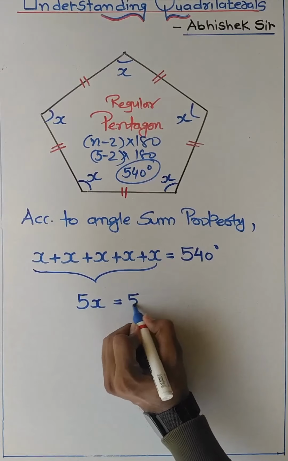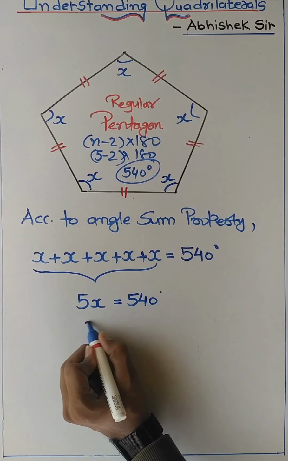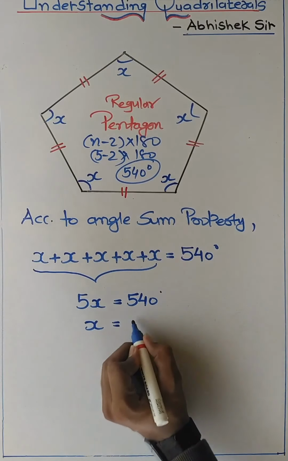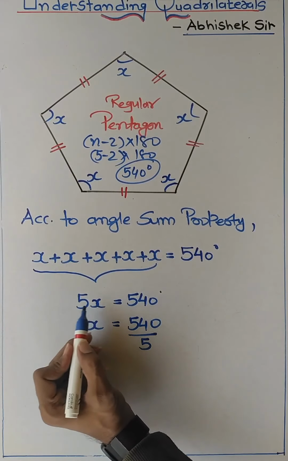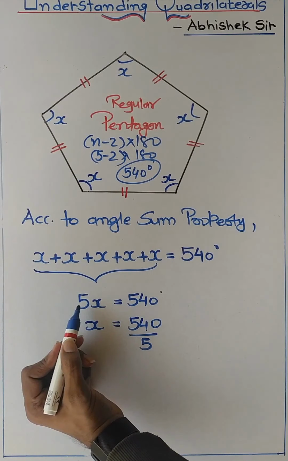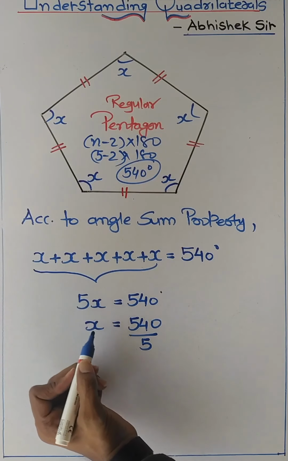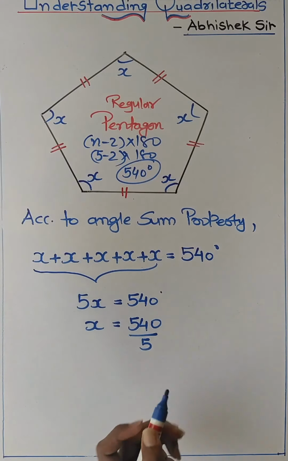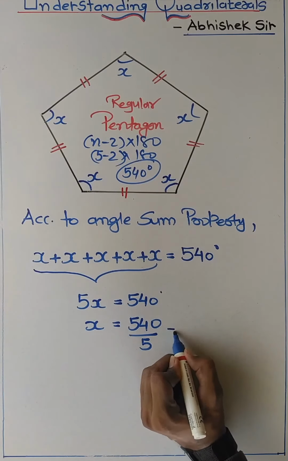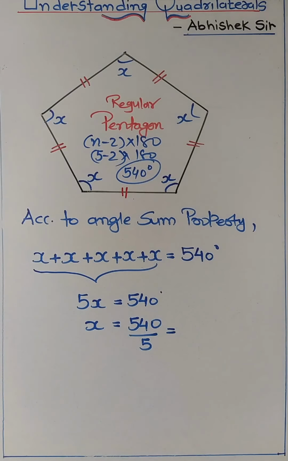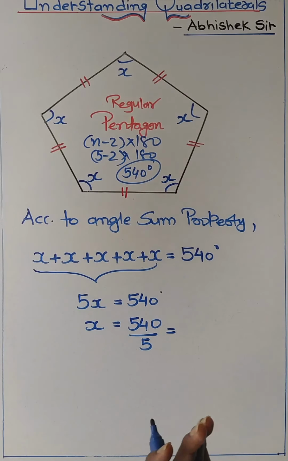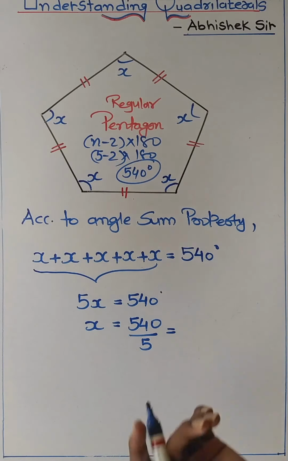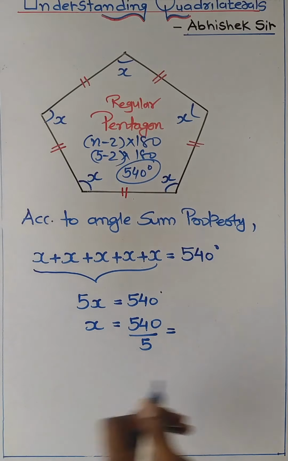5x is equal to 540. So what is x? Take this 5 downside, right? Whenever x is multiplied with some number and you have to find out only x, take that number downside in division. So after you divide 540 by 5, if in case, again I am telling, if you are able to divide it orally, that will be very good. If not, you can divide it in the rough work.